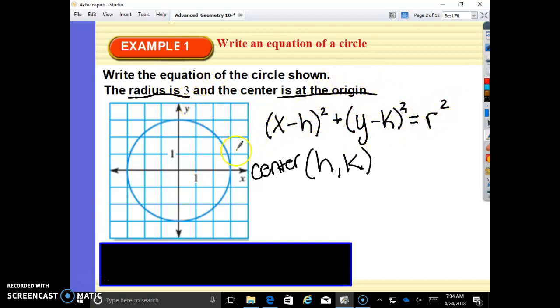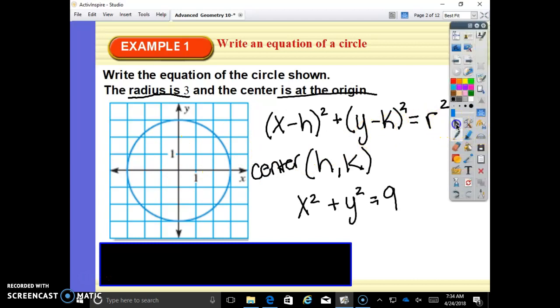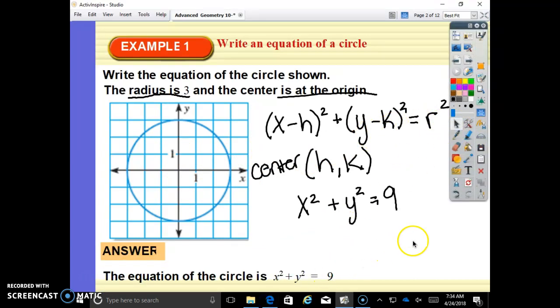Our radius is 3, so we're going to have x² + y² = 3², which is 9. And that is the equation of this circle right here. Pretty sweet, right? It's not hard, and it makes you look smart.